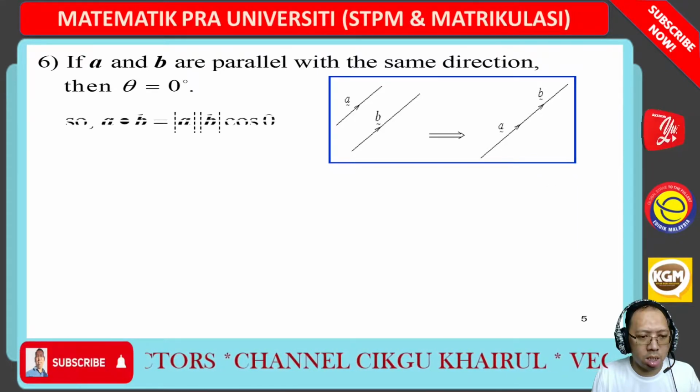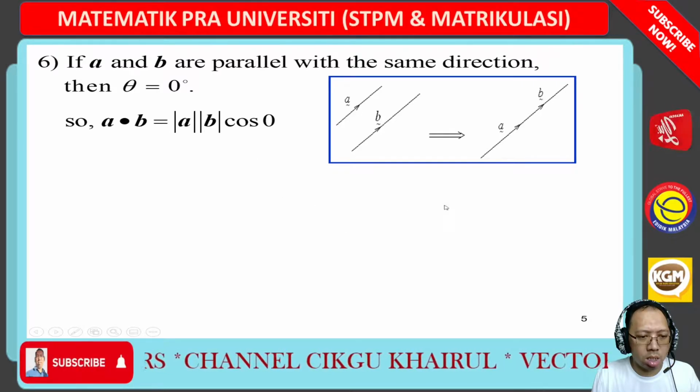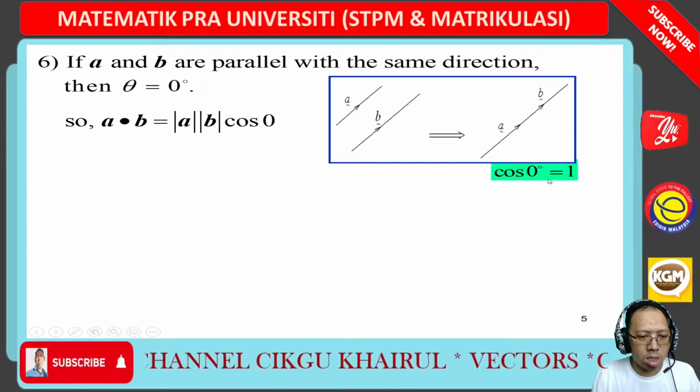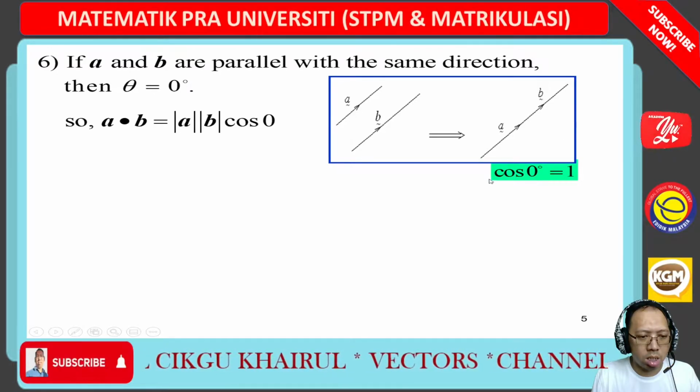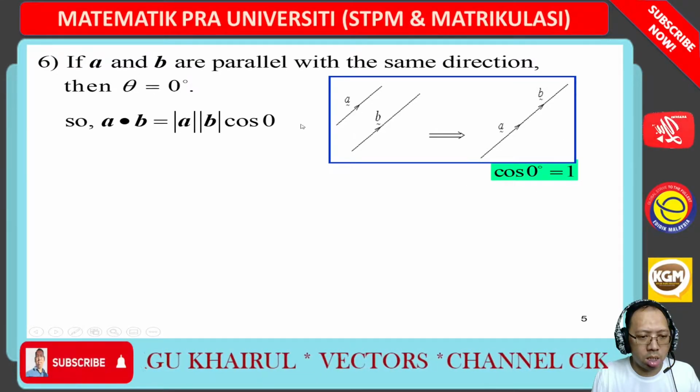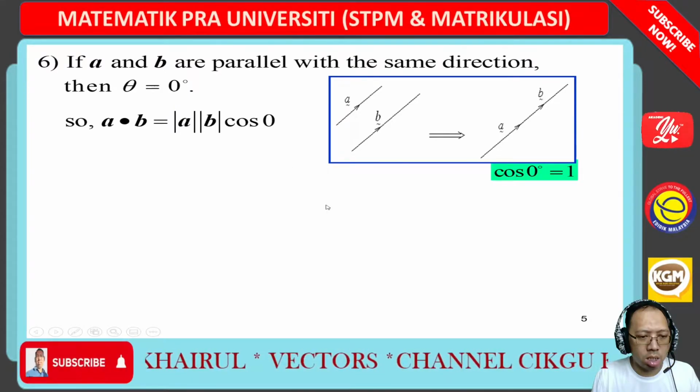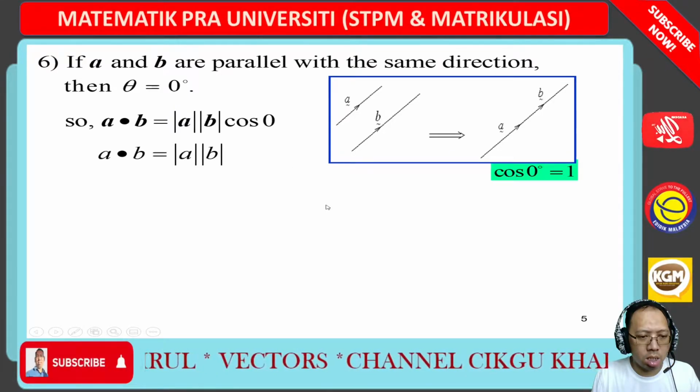according to the formula. A dot B equal to magnitude A magnitude B cos theta, where in this case theta equal to 0, cos 0 equal to 1. So we substitute here 1. So A dot B equal to magnitude A magnitude B.